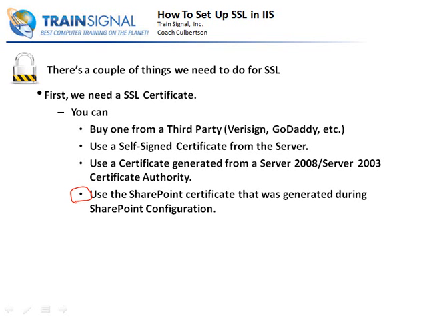All right. Now, is this the best option? Actually, the absolute best option is to buy one from a third party. Second best option is to use a certificate generated from inside of your network using a Server 2008 or 2003 certificate authority, but this one is at least better than using a self-signed certificate, although there's not a lot of difference. Just so you know, right up front, there's not a lot of difference, because that certificate is more or less a self-signed certificate. But when we installed SharePoint, we got a certificate, so we might as well use what's there. And if we need to upgrade it later on, we'll be able to do that as well.